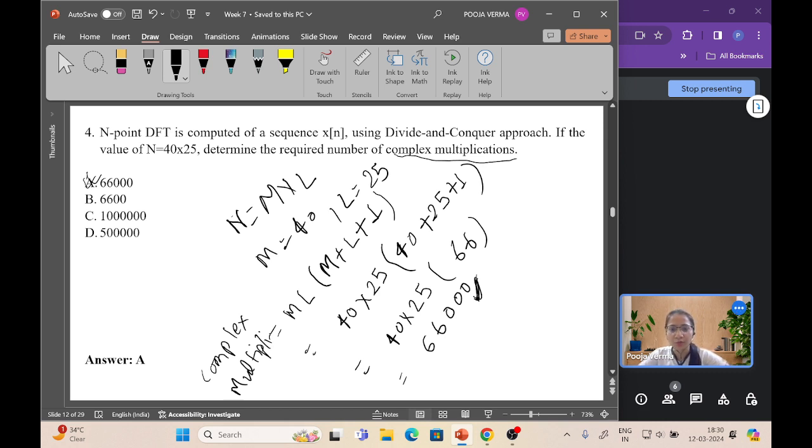So the total number of complex multiplications required to compute that N point is 66,000. I hope you understand this question. So we can move to the next question.